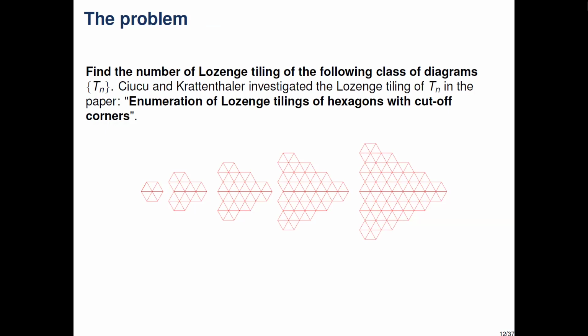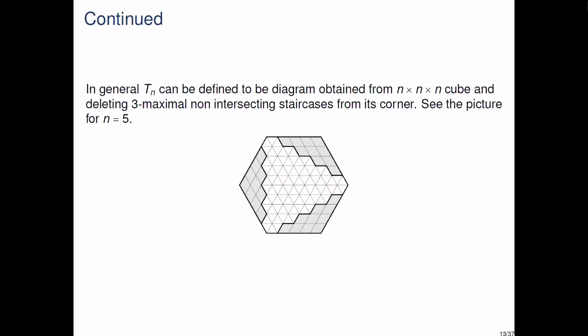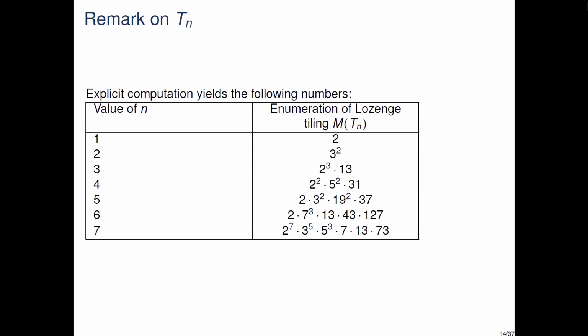So let me formally define these regions for you. In general, you can define Tn as follows: you look at the n cross n cube, and then you delete the 3 maximal non-intersecting staircases from its corners. Whatever you are left with is your Tn. In this case, we are looking at T5. If you look at some explicit computations of the enumeration, you see that a lot of large primes appear in the enumeration of the lozenge tilings for these diagrams Tn. For n equal to 7, you have 73. For n equal to 6, you have 127, which suggests that there probably is not a nice product formula for this specific problem.